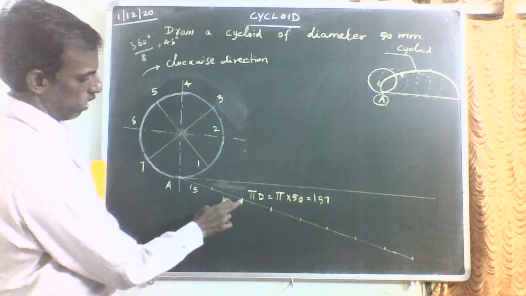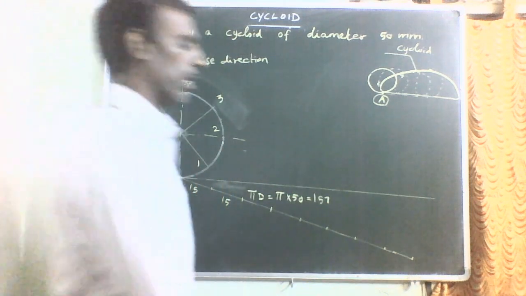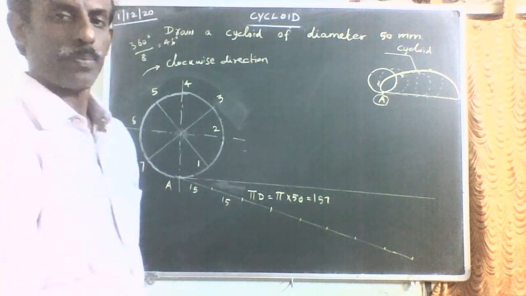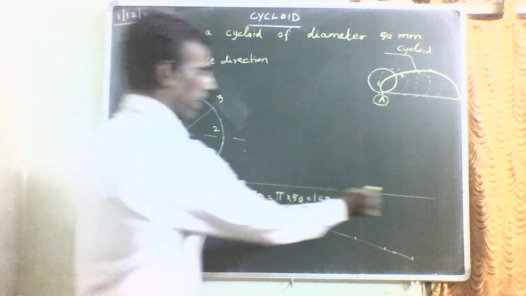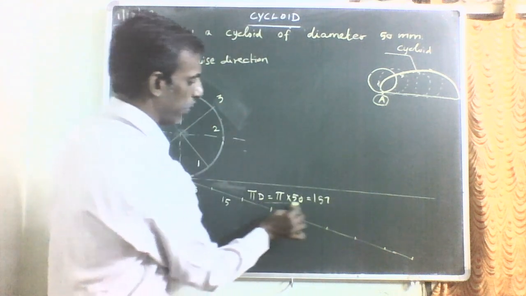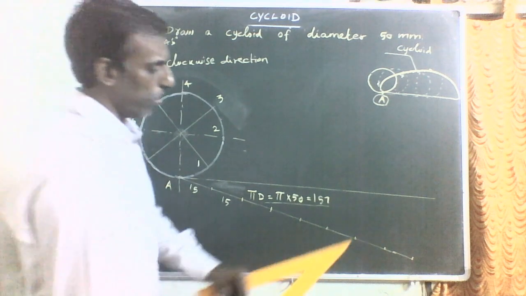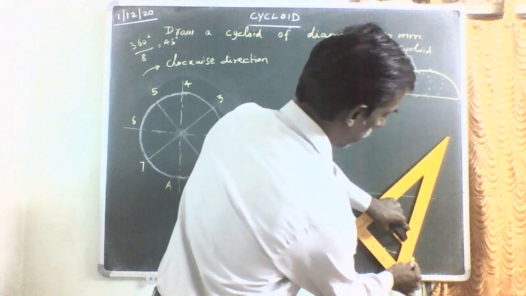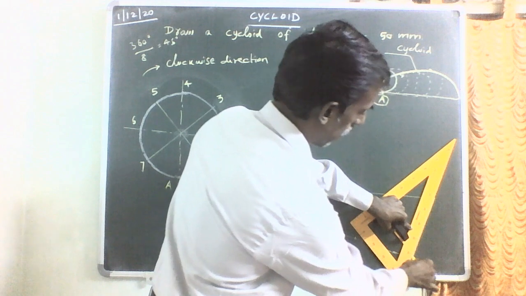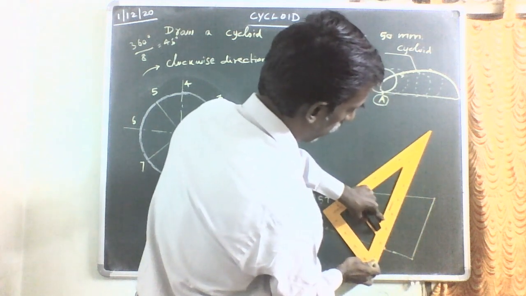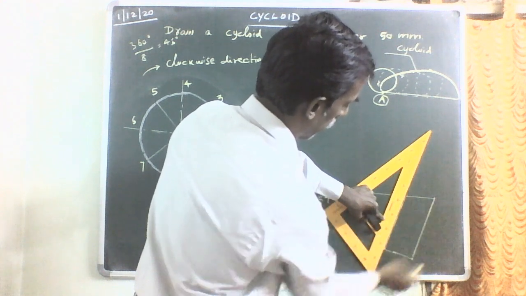Now, after the division here, the distance of this horizontal line will be equal to pi into diameter, the circumference length of the circle. Now you join this last division point with the end point of the baseline. Now move the scale parallel to the last line. Draw the parallel line to the last line available here.